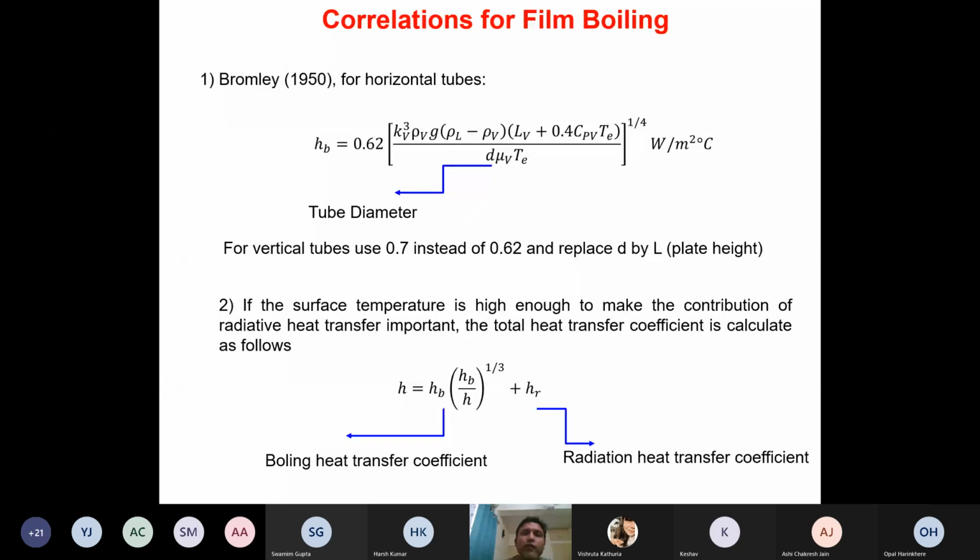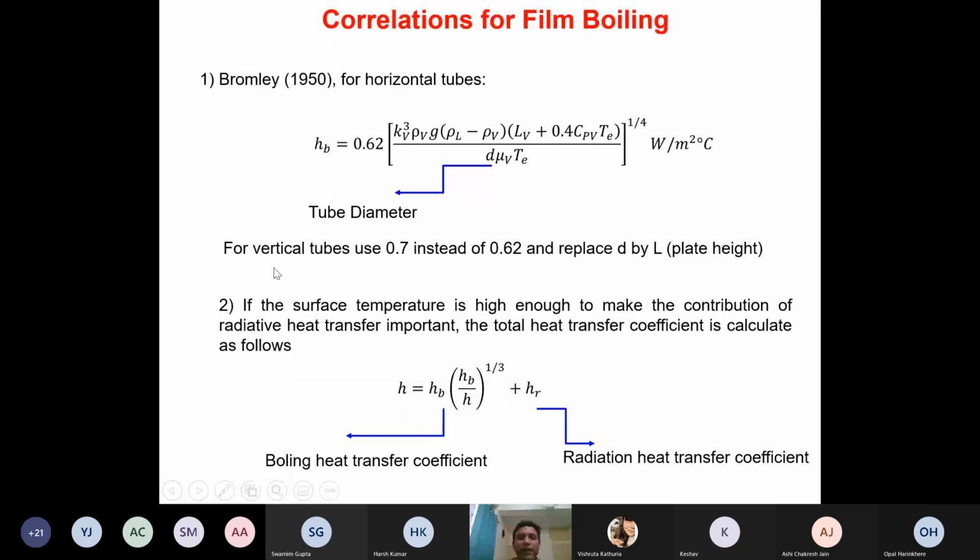So this is the equation given for the horizontal tube. Here, all these parameters: kV is nothing but the thermal conductivity of the vapor. Rho V is the density of the vapor. G is the acceleration due to gravity. Rho L minus rho V is the density difference between liquid and vapor. Mu V is the viscosity of the vapor, and again delta T is nothing but the excess temperature.